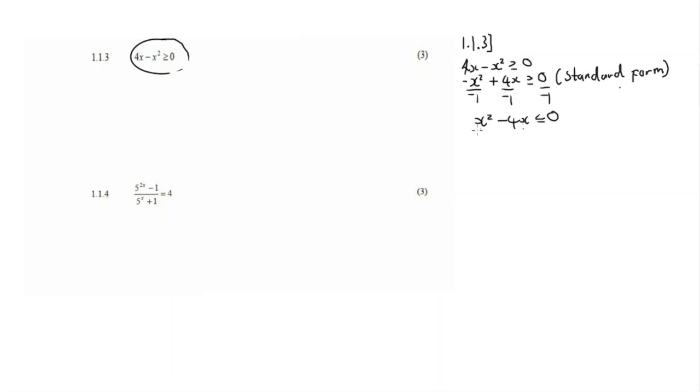But now there's a common factor of x here. Let's take it out. I am left with x times x minus 4 less than or equal to 0. So therefore my critical values are x equal to 0 or x equal to 4. So when I plot this on a number line, I will see where 0 sits and where 4 sits.